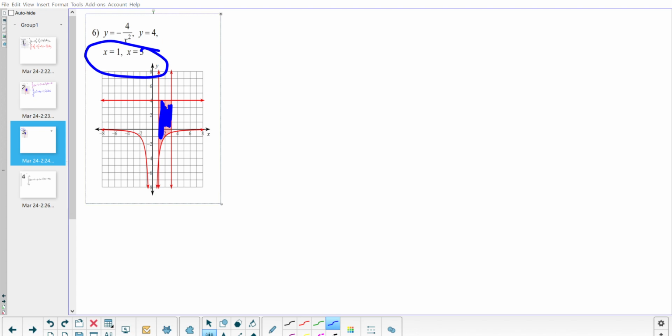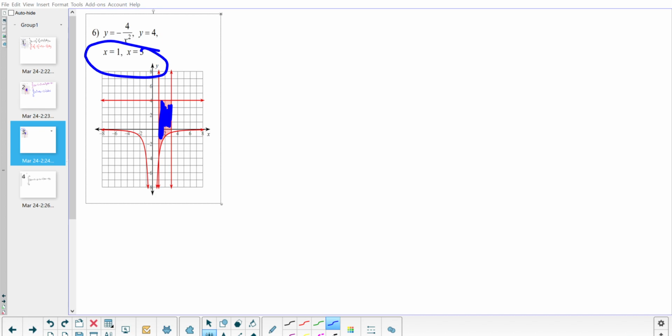So I'm actually going to go back here instead of writing this out. It's just from x equals 1, which is that vertical line, to x equals 3, the other vertical line. And top curve minus bottom curve, well, the top curve in this case is the horizontal line, 4, minus this rational function right here for number 6, and you should get 10.66.